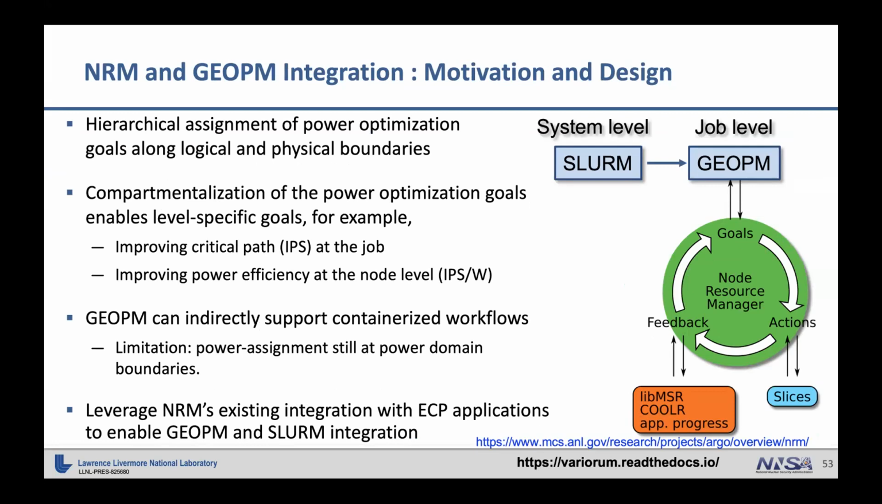So GOPM takes care of the job level power management decisions across nodes, and it lets the NRM take care of the node level power management decisions. This is especially useful as we are seeing increasingly heterogeneous nodes with several different compute nodes and power domains that need to be handled at the job level. So this is one way of decentralizing or compartmentalizing power optimization goals, which was essentially the motivation behind the integration between NRM and GOPM.